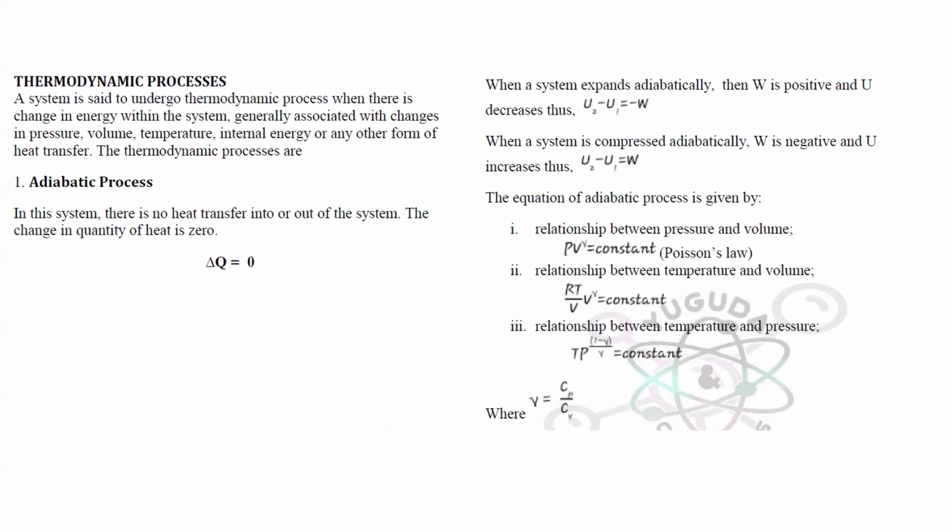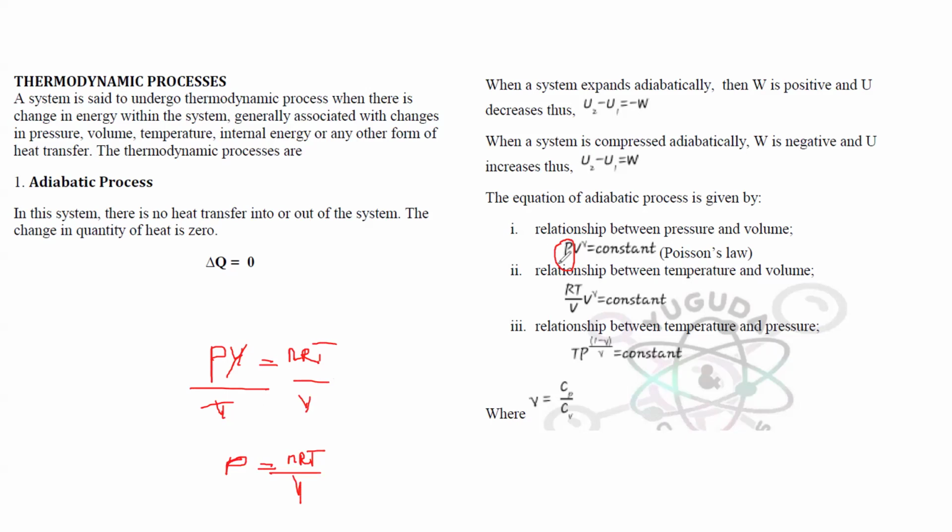So the equation of adiabatic process is given by the relationship between pressure and volume, that is Poisson's law: PV raised to the power of gamma is equal to constant. That is the relationship between pressure and volume under adiabatic condition. And then the relationship between temperature and volume. Remember, from the general gas equation, we have PV is equal to nRT. Because here we have pressure, how can we make pressure the subject of the formula? We divide both sides by V, so the V cancels, and at the end we have pressure P is equal to nRT divided by V.